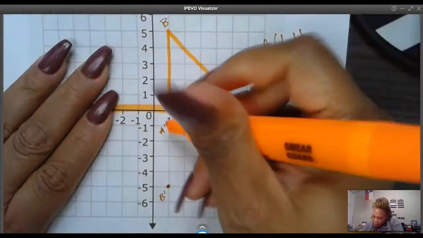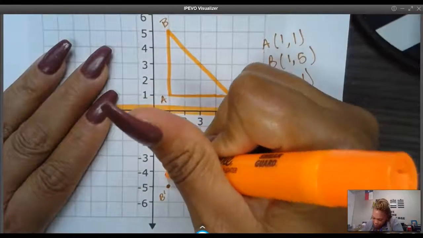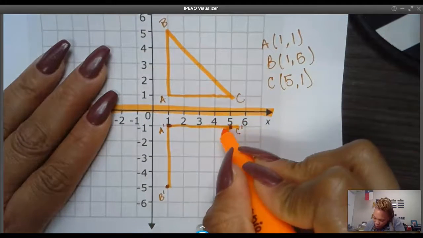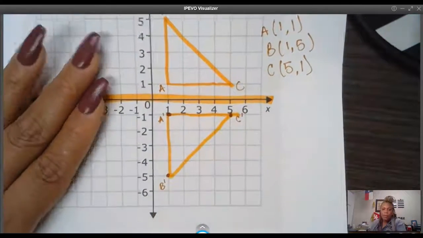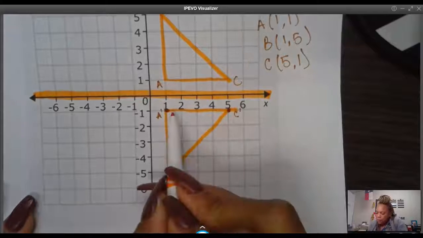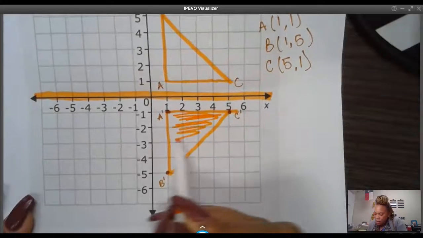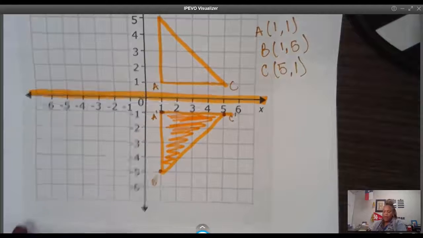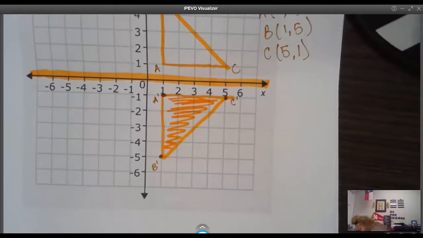Okay, and so let's connect. Overdrew that a little bit. And there we see that the image, again, has the same shape, same exact size. It is now reflected over the line. I'm coloring in what I reflected. That's now the image. Uh-oh. Sorry guys, I dropped my pen.